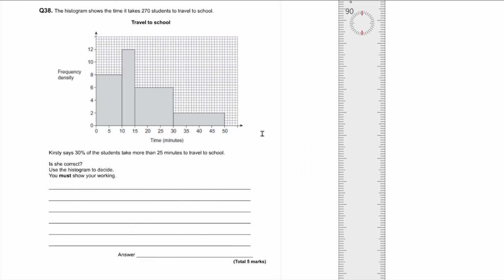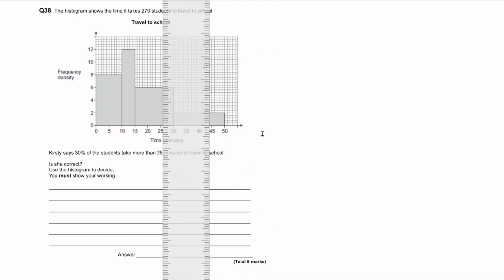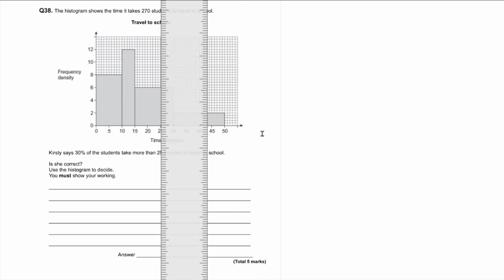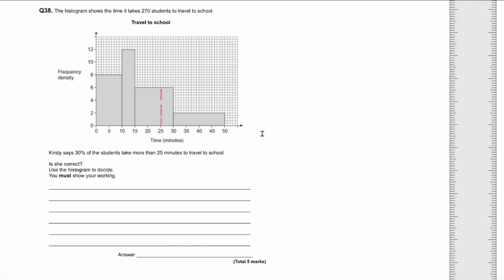Okay, so what we're going to do is find 25 minutes on the graph and draw a line. It's a little bit like the first question, in that we're then going to have to work out the area of the bit to the right of that line, aren't we? So we need to find the area of this part of this bar, and then the area of this bar here, and then add it together. That should be the number of people who took 25 minutes or more to travel to school, and then we can work that out as a percentage of the total. Right, so the first bar has a width of 5 and a height of, what's that, 6?